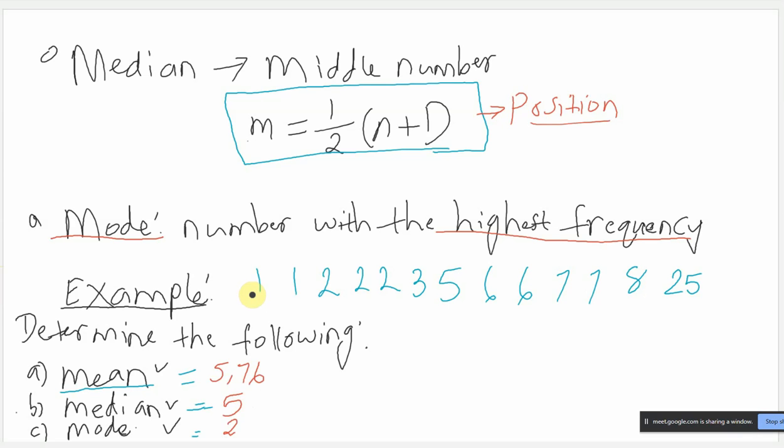Is it 12 or 13? Let's count. 1, 2, 3, 4, 5, 6, 7, 8, 9, 10, 11, 12, 13. Okay, it's 13. So it means I missed one of the numbers.